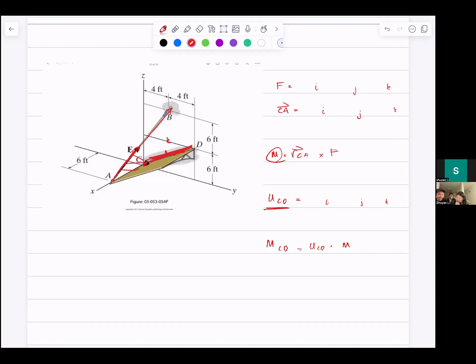Oh, so we just dot the position vector? Yep, the unit vector. So we're gonna get the answer in the form of I, J, and K as well. And then if you want the total moment, you can just take the magnitude of that, which is the hypotenuse theorem. And that's about it for lecture 6. Okay, on to lecture 7.